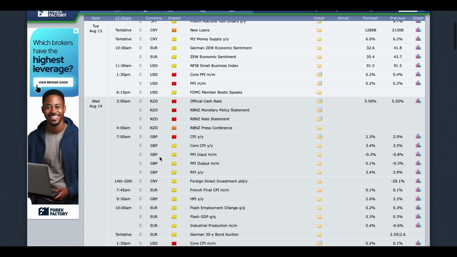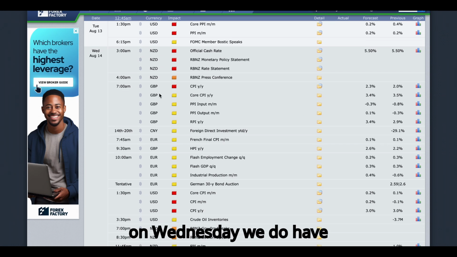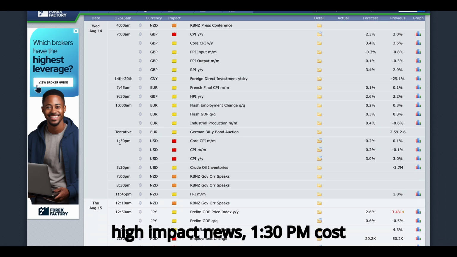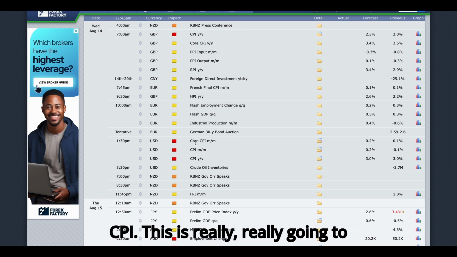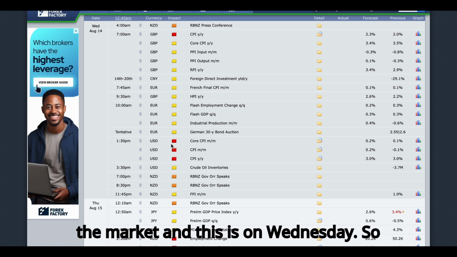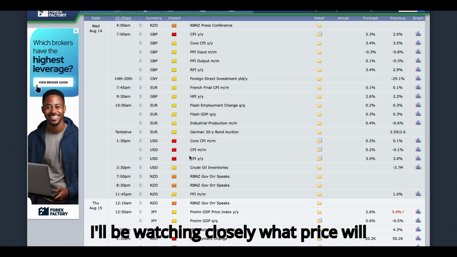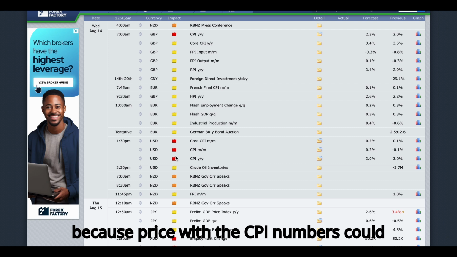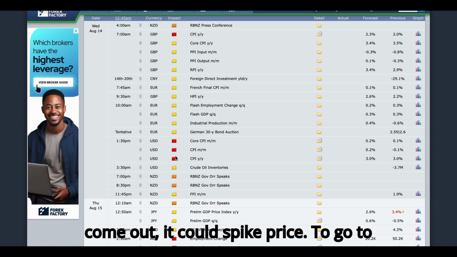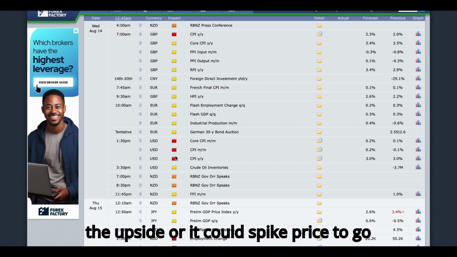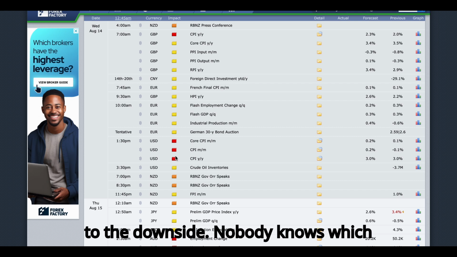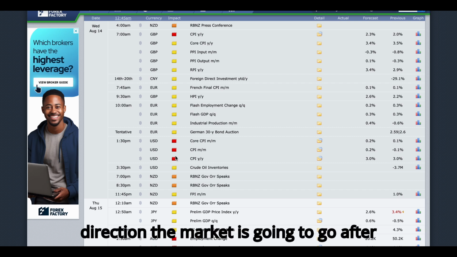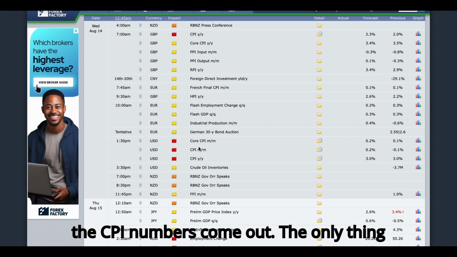And then on Wednesday, we do have high impact news at 1:30 p.m., core CPI. This is really going to bring in some level of volatility into the market. So I'll be watching closely what price will do on Wednesday, because with the CPI numbers, it could spike price to go to the upside, or it could spike price to go to the downside. Nobody knows which direction the market is going to go after the CPI numbers come out.